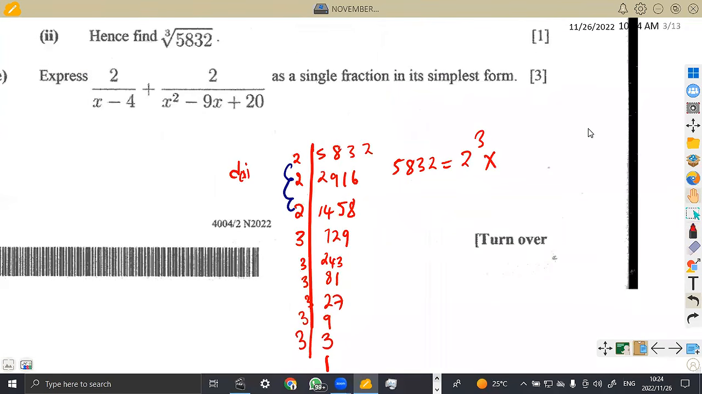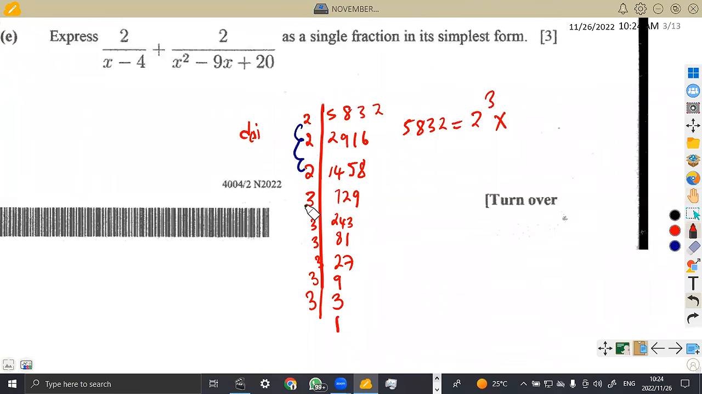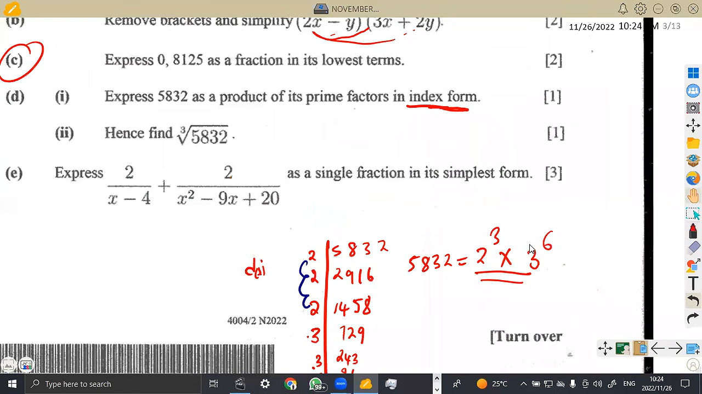We move on to the 3's. How many 3's do we have? We've got 1, 2, 3, 4, 5, 6. So it's simply 3 to the exponent of 6. Okay, so that was it for this part. That, I think, is the easiest part.